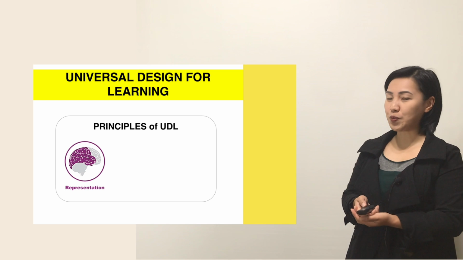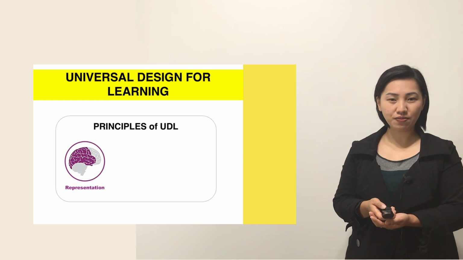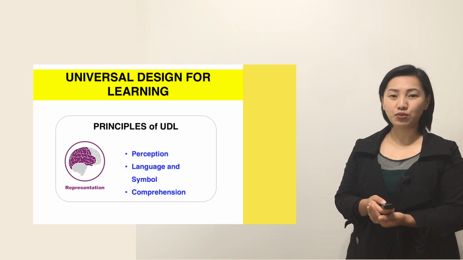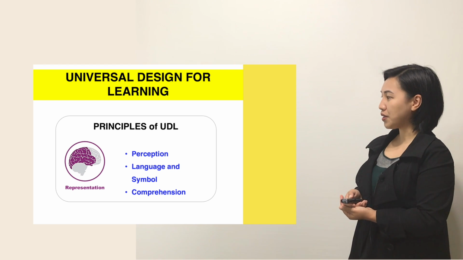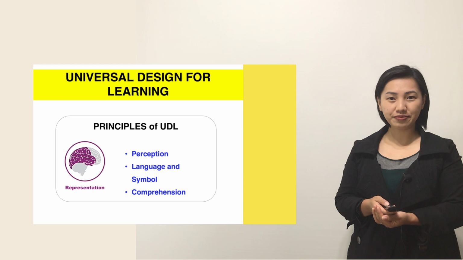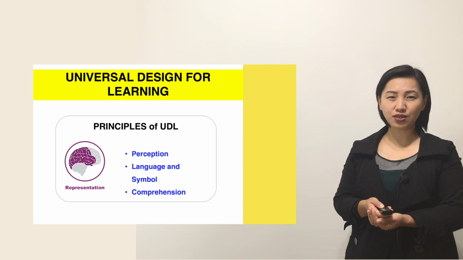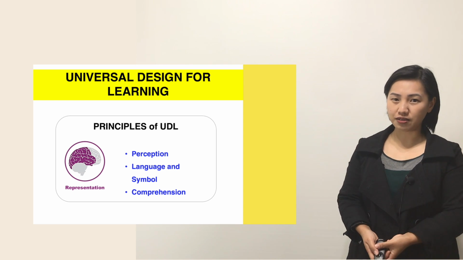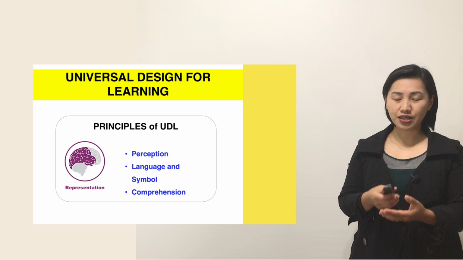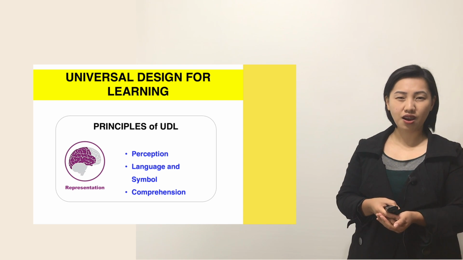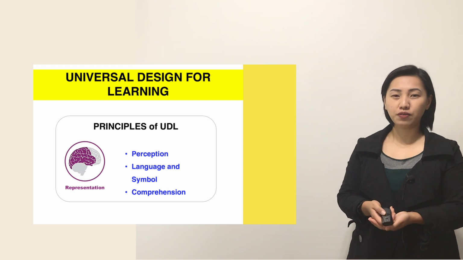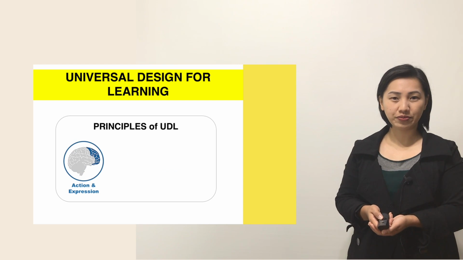Then the second principle, representation, with a discussion on perception, language and symbol, and comprehension. In this principle, we talked about things we need to pay attention to when we prepare our lesson content, such as the type of material we should use, how we should use them, and how we can make it work for all our learners.